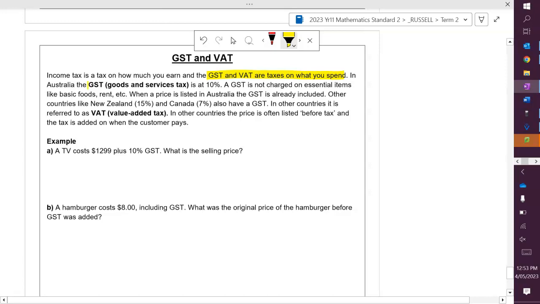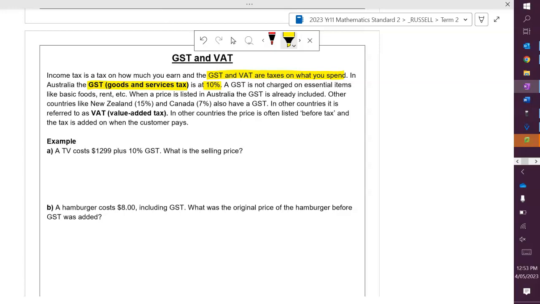In Australia, GST, or goods and services tax, is 10%, and it's not charged on essential items like food and rent. When a price is listed, 9 times out of 10, it's going to have the GST included. If you get quotes for building things, it might say this is the price without GST, and then they add it on. But the final amount will always have that GST included.